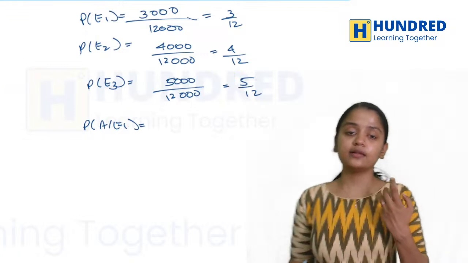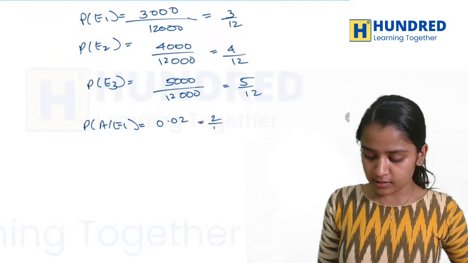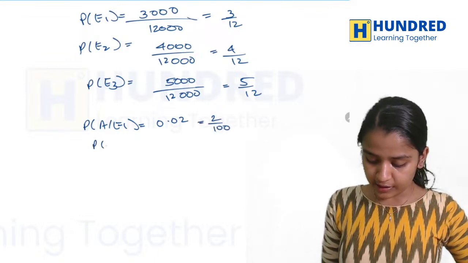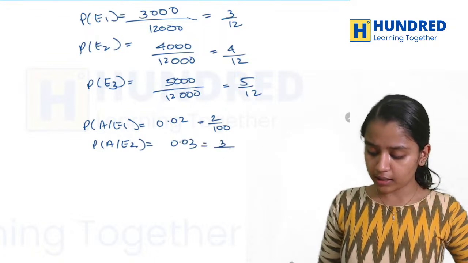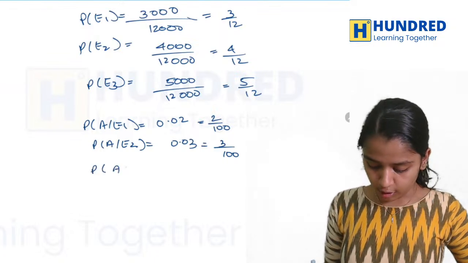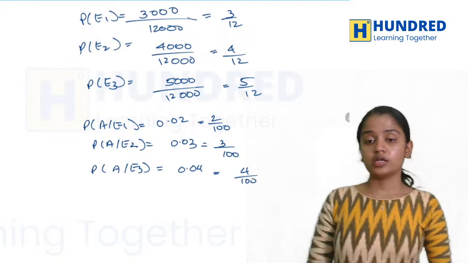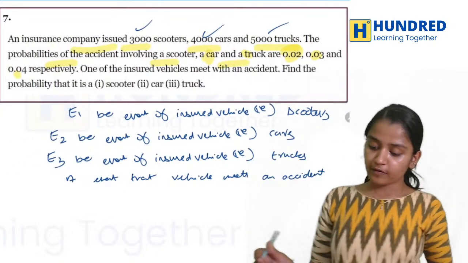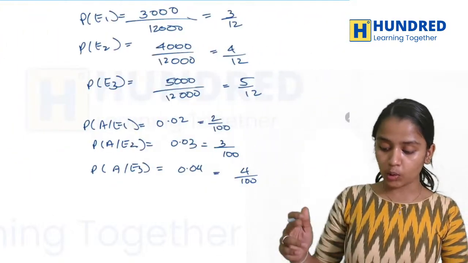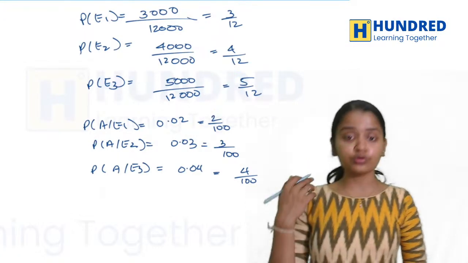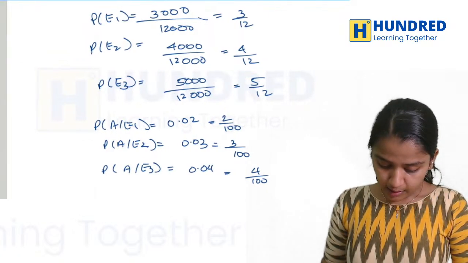If the vehicle is a scooter, the accident probability is 0.02, which you can write as 2 by 100. P of A by E2 is 0.03 for a car, which is 3 by 100. Then similarly P of A by E3 is nothing but 0.04, which is 4 by 100. This is for going by truck. Now find the probability that it is a scooter. Basically you have to find E1 by A, E2 by A, and E3 by A. So all of these have to be found. Okay.